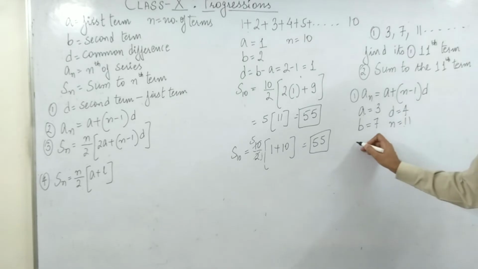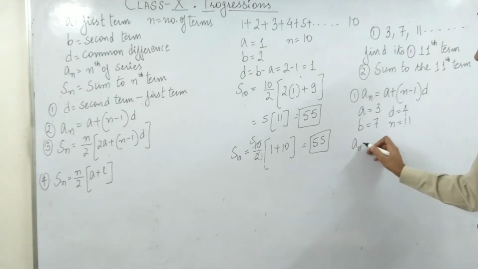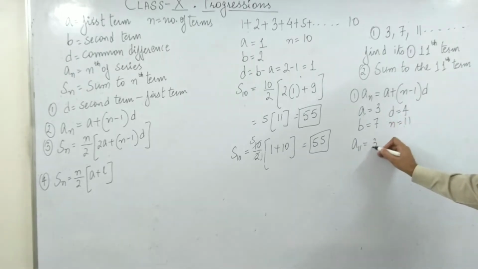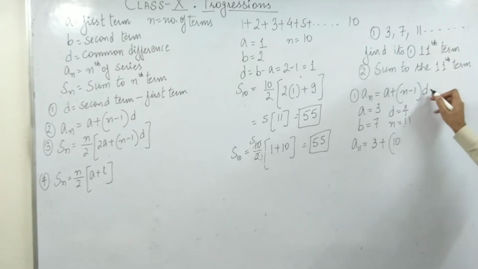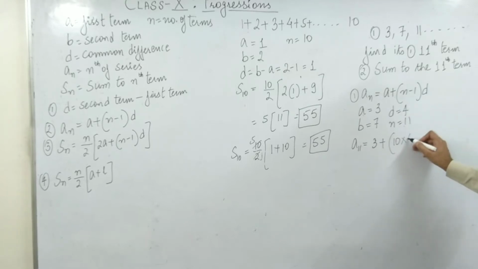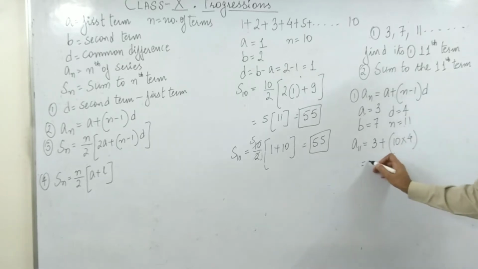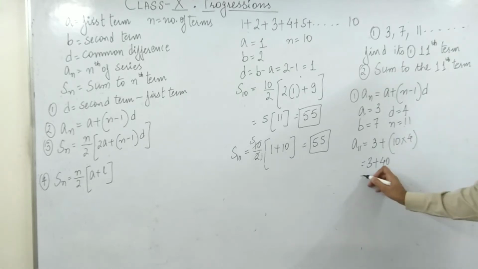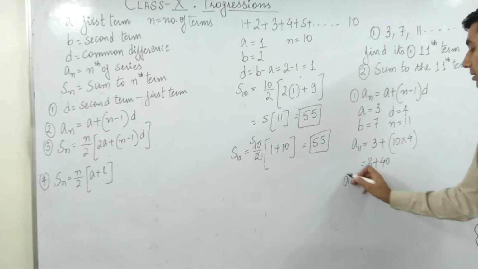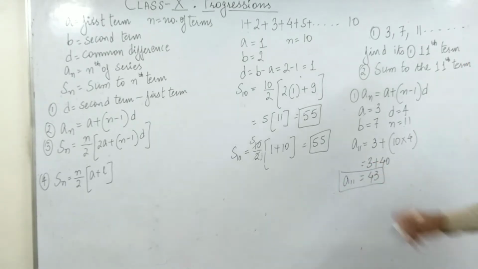Let's apply the formula. So a11 should be equal to a is 3 plus n minus 1, 11 minus 1 is 10. What is d? d is 4. So it should be equal to 3 plus 10 into 4 comes out as 40. So answer comes out as 43. So this is my 11th term. So simple. Let's now move on to the next, that is sum to the 11th term.